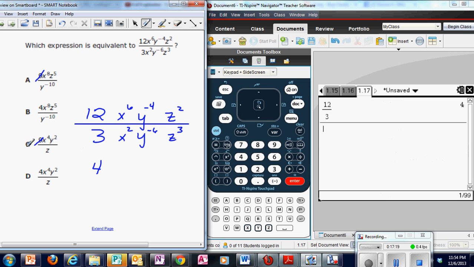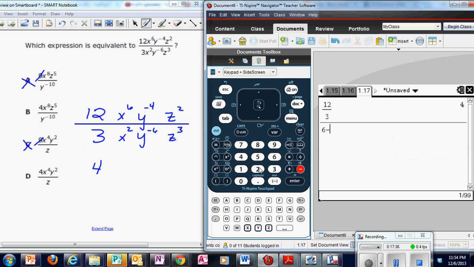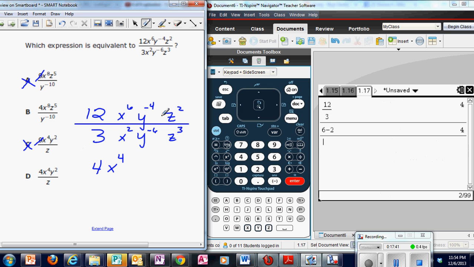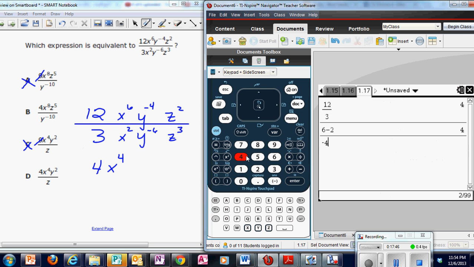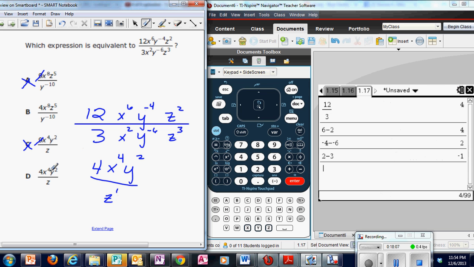Now, if we remember a little bit about our laws of exponents, when we are using the quotient rule, we're dividing, it's that top exponent minus the bottom exponent when we have a common base. So this is just subtraction. 6 minus 2 gives me a 4, so I have x to the 4th. -4 minus -6 gives me a +2, y squared. And then 2 minus 3 gives me a -1. When it has negative, I move it to the denominator and make that exponent positive. And here we have our answer choice.